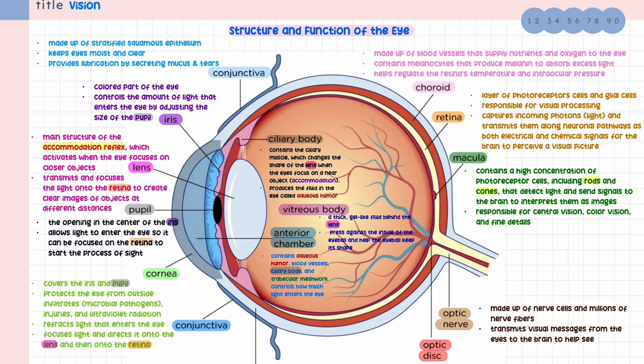Our retina is the layer of photoreceptor cells and glial cells. It is what helps us for visual processing. It captures the light from our lens, which originates from the cornea, and it transmits that light into our neural pathways as both electrical and chemical signals so that our brain can go ahead and perceive the whole visual picture.